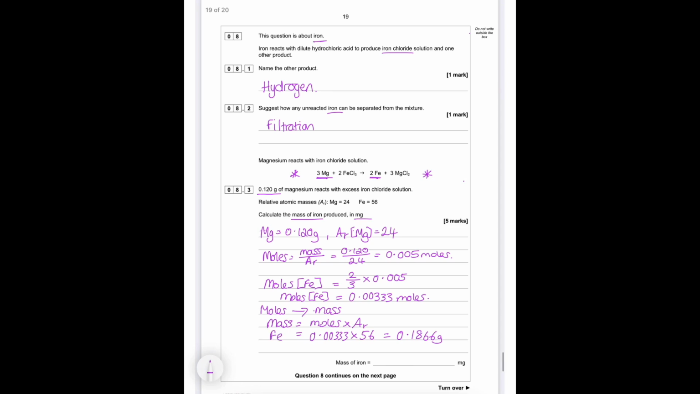However, we don't want our answer to be in grams, so to convert it into milligrams, we would have to times our answer by 1,000. So if we have 0.1866 grams times by 1,000, that gives us an answer of 187. So we'll just do it to 0 decimal places, 187 milligrams. So our answer here is 187.